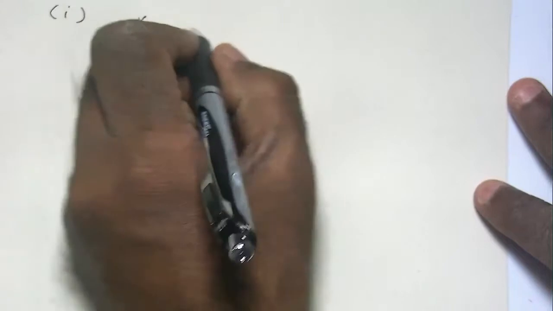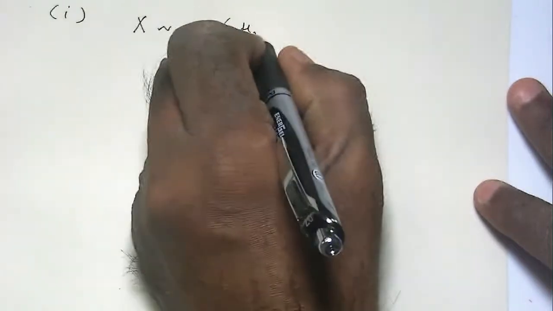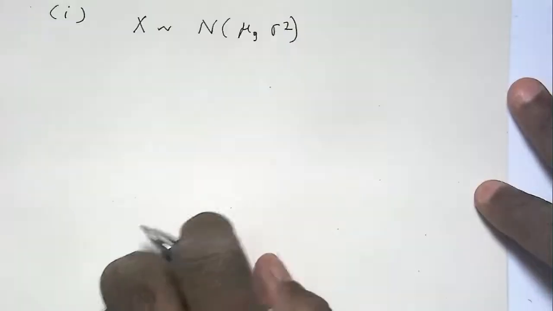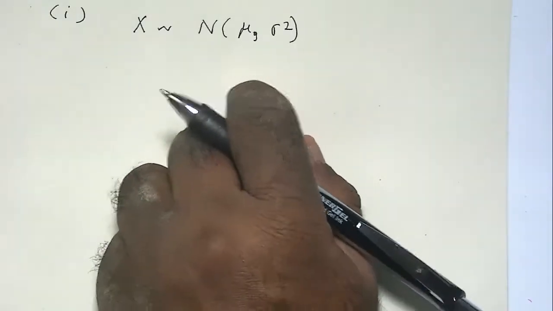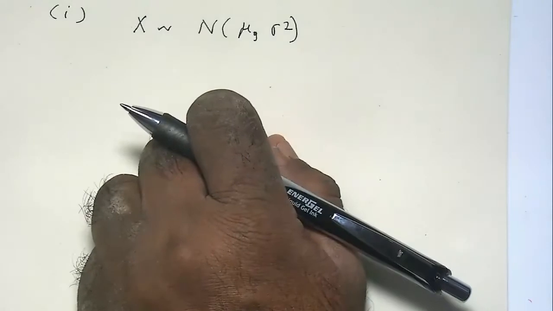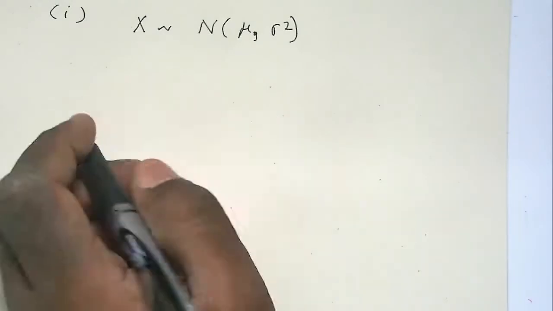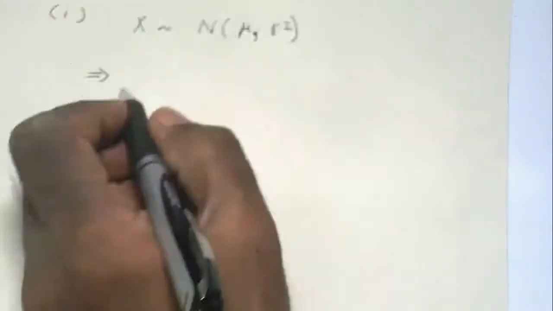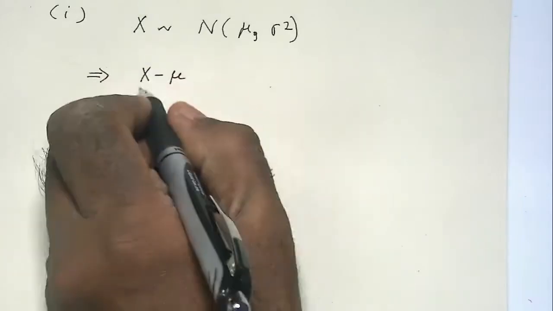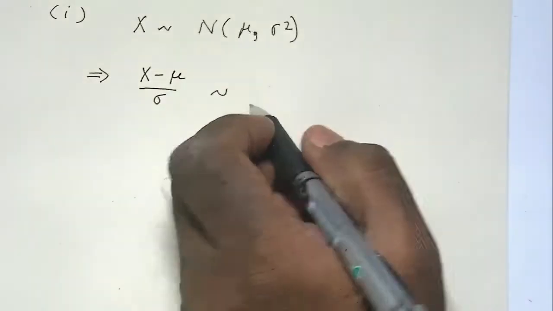All right, let's see how we can do 6. Question 6, part 1. X has the normal distribution with these parameters. Now one of the properties I mentioned, is it this week or last week? I think it's probably last week. If X has this distribution, what distribution will this have?